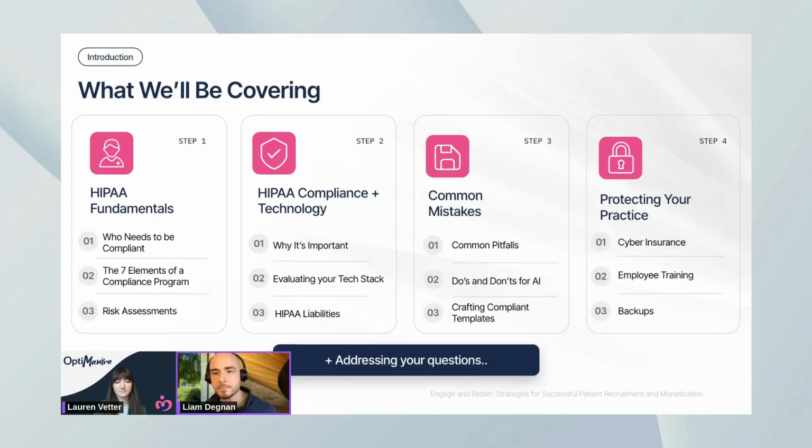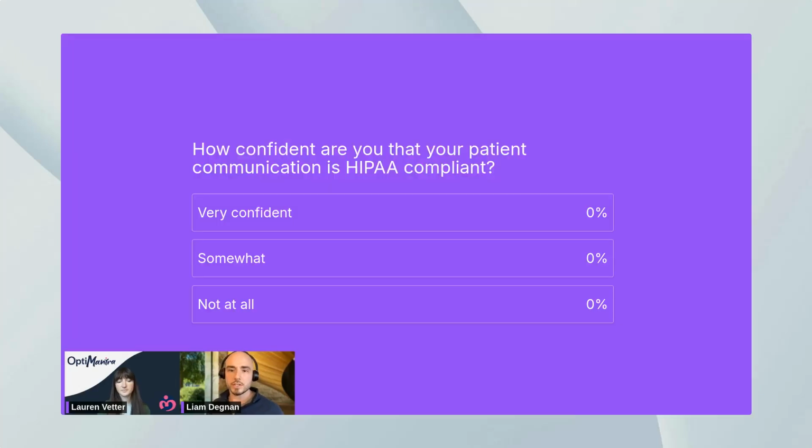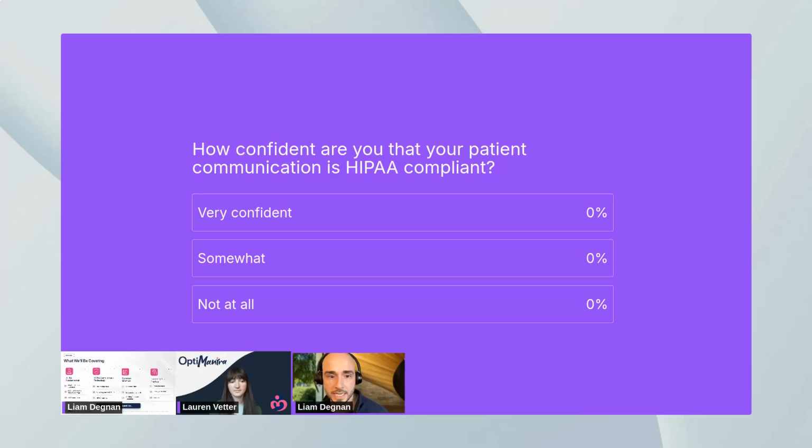Last one is going to be, as it concerns patient communication, how confident are you that your patient communication is HIPAA compliant, meaning the tools that you're using? And that could be any number of things, like the software tools you have, your email services, anything like that. It's kind of like all of the above, just looking to get an idea as far as how comfortable everybody on the session today is, and seems like 50-50 between somewhat or not at all and very confident.